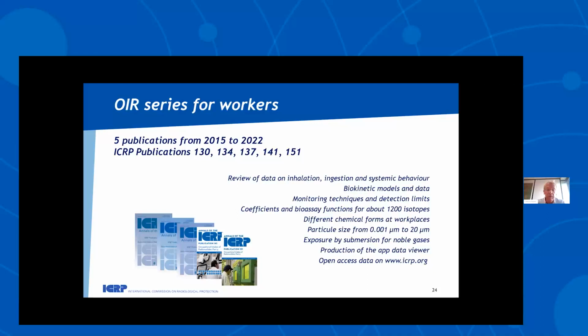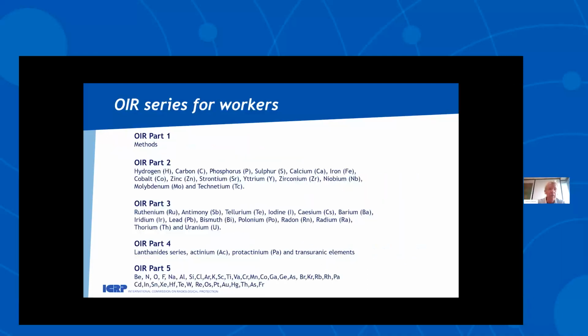And all of this is available using a data viewer, which can be downloaded from the ICRP website, and on which you will have a demo at the end of this presentation. So how did we split the work in different parts? OIR part 1 was about the methods. Part 2, part 3, part 4, and part 5 were about specific elements.